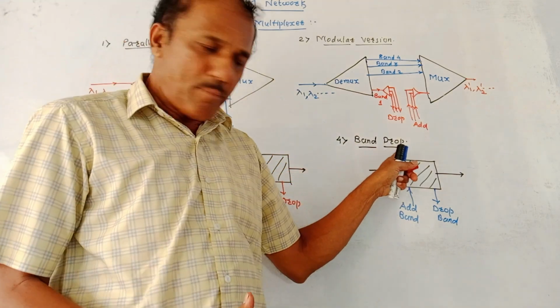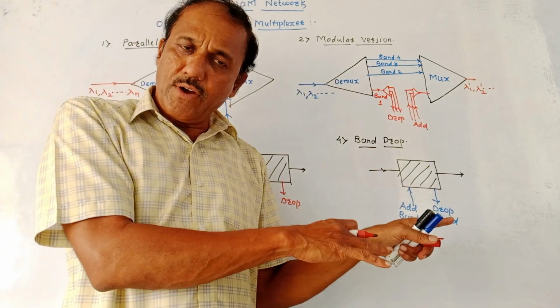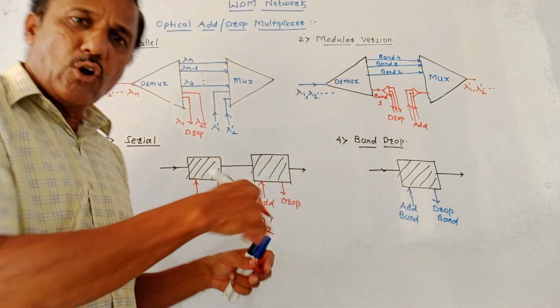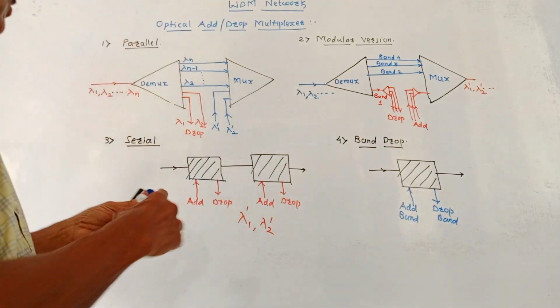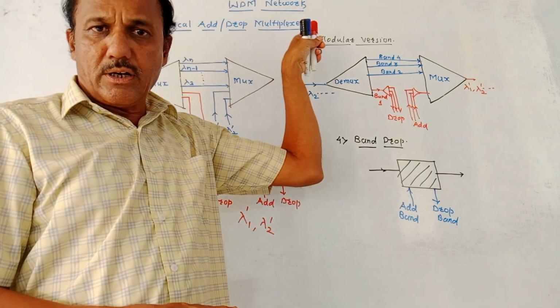Next is the band drop. Again, it is similar to the serial connection. A particular band of wavelengths can be added or a particular band can be dropped instead of adding or dropping a single wavelength. So this is about the OADM, that is optical add or optical drop multiplexers.